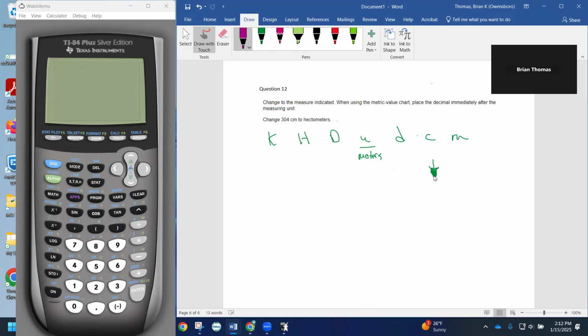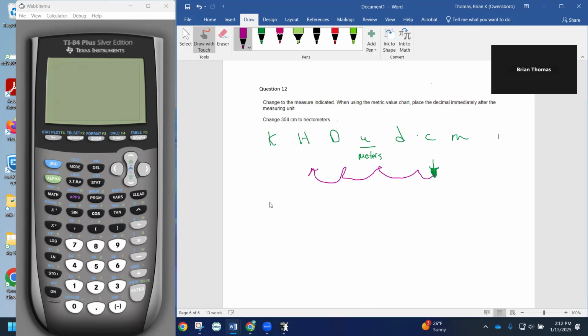So we start here and then we count 1, 2, 3, 4. Four little loops there, if you will. So we have to move to decimeters, we have to move to meters, we have to move to decameters, and then we move to hectometers. So that's 1, 2, 3, 4 places over.